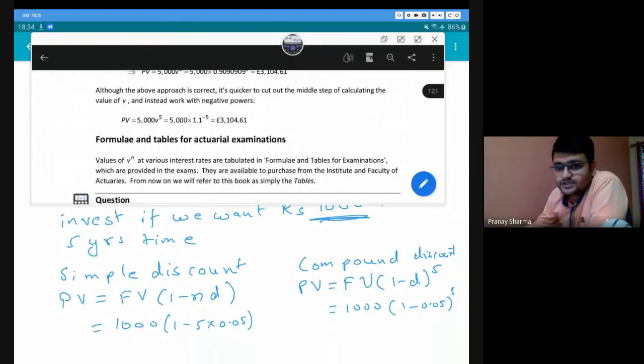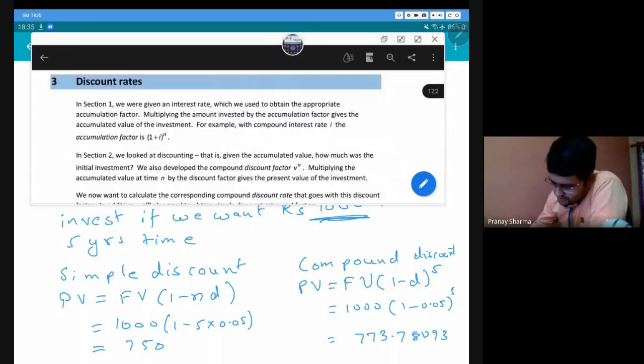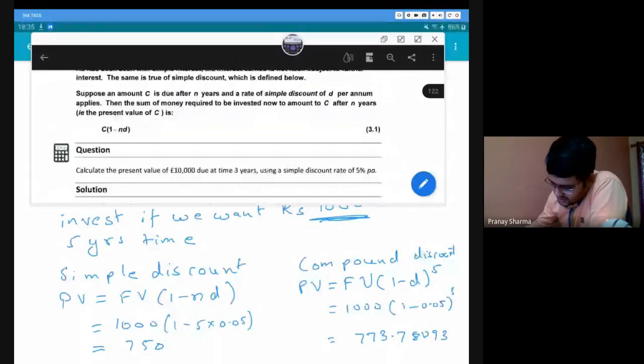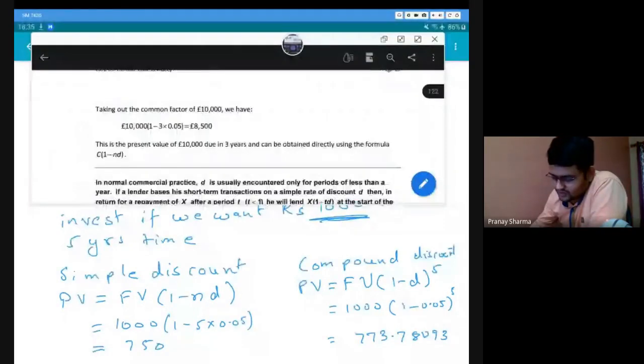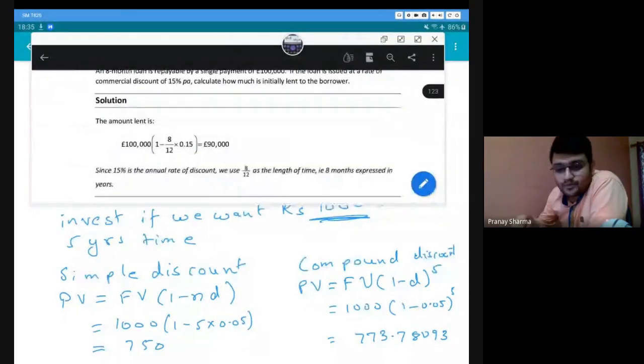So how much is our answer? Simple is 750 and compound is 773.78. So what we are getting here is, in simple discount we have to invest a little bit less than in compound discount. Why is that? Because in compound discount we are getting discounting on the discounted values.